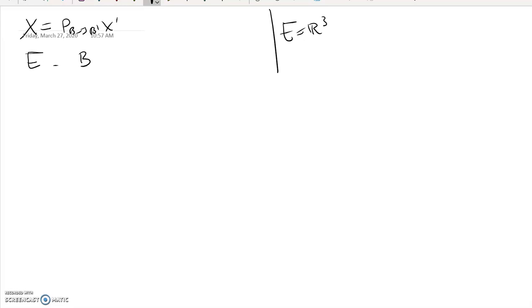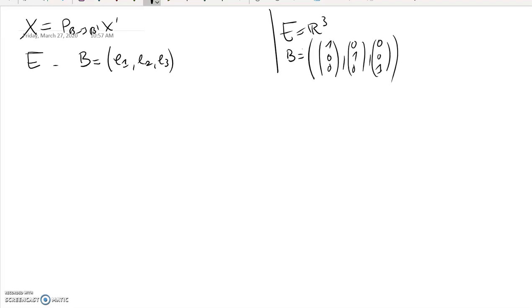The first thing is that we have two bases. The first basis B has vectors E1, E2, E3. Let's take a space of dimension 3, so you've got three basis vectors. For instance, in R3, we can take our first basis to be the standard basis: (1,0,0), (0,1,0), (0,0,1). And we've got a second basis, B prime: E1 prime, E2 prime, E3 prime.